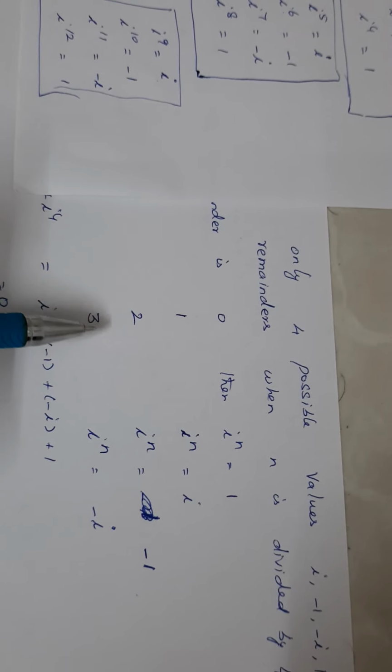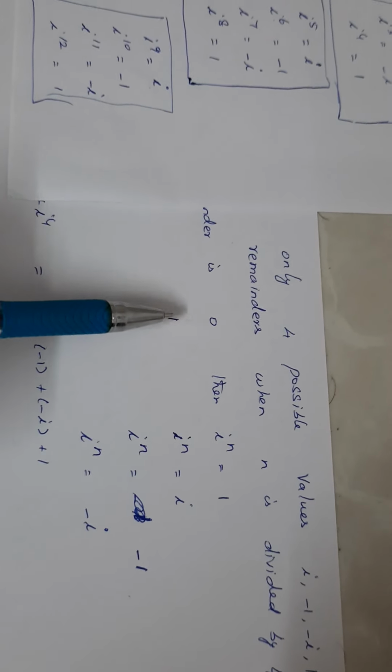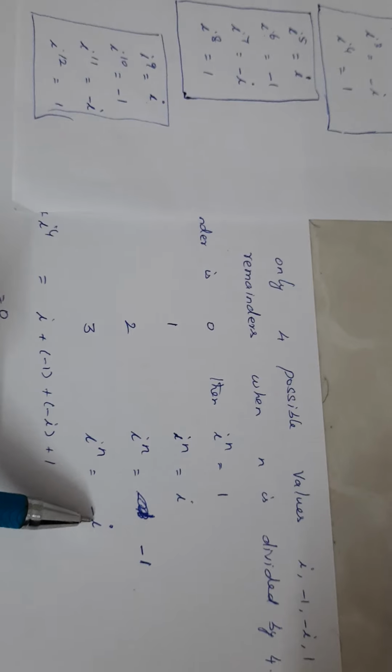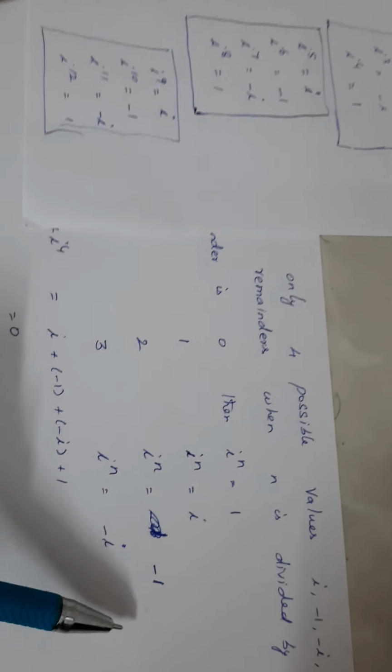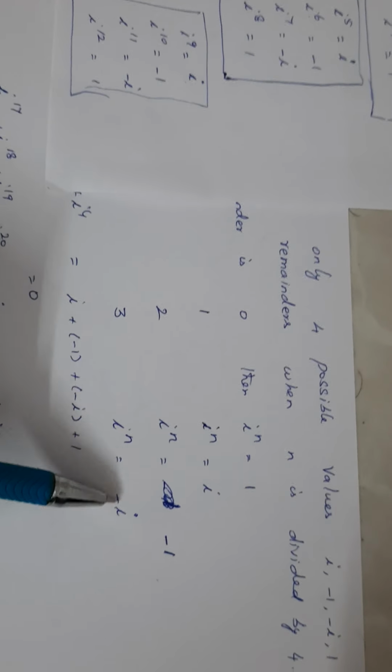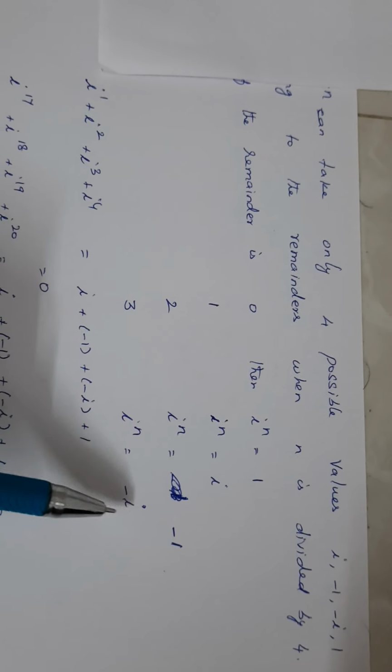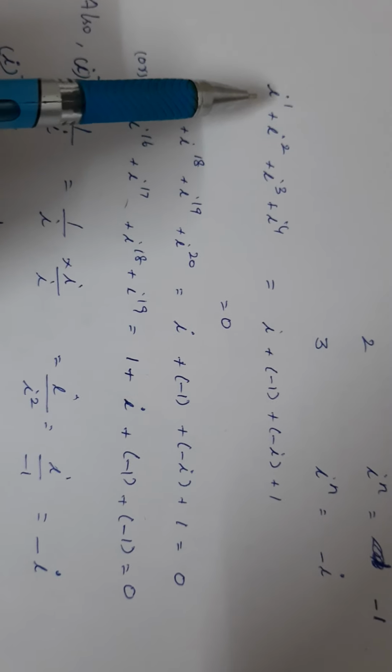So if the remainders are odd numbers, 1 and 3, it will be i and minus i. If the remainders are even, that is 0 and 2, it will be 1 and minus 1. So first positive and then negative. So in this way, you can remember the values.